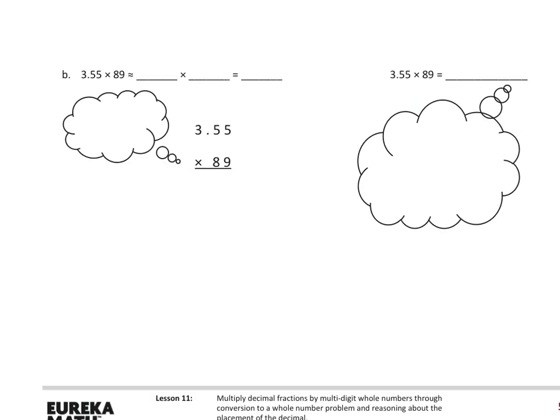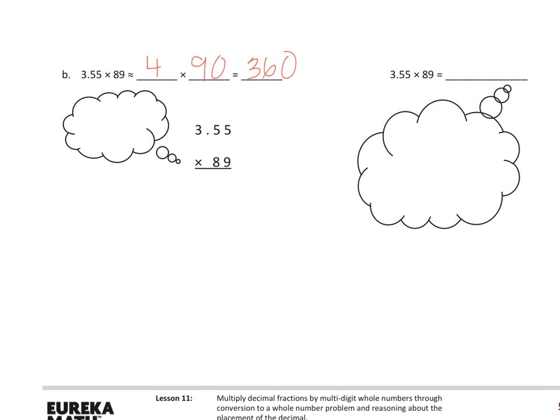So 1b, let's go ahead and do the estimation first. 3 and 55/100ths, that's kind of right in the middle between 3 and 4. So since it's 3 and 55/100ths, that's going to be closer to 4. And then 89 is obviously closer to 90. So you got 9 times 4, that's going to give you 36. And then you're going to add that 0 to give you 360.